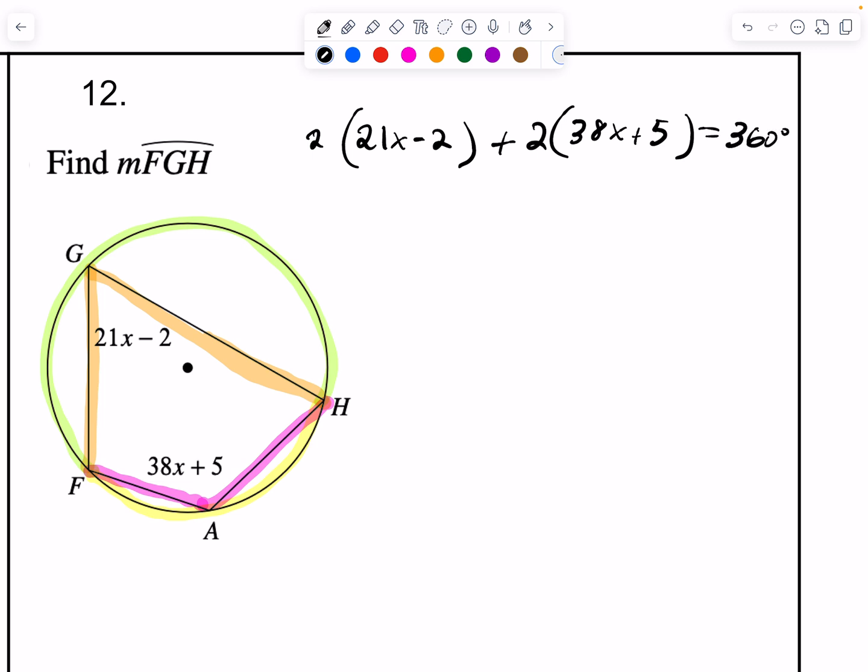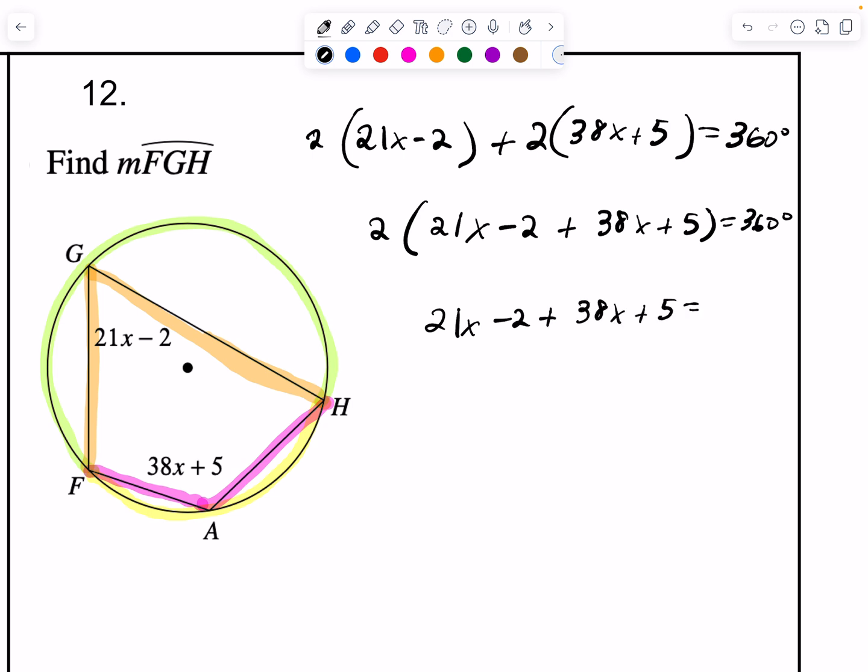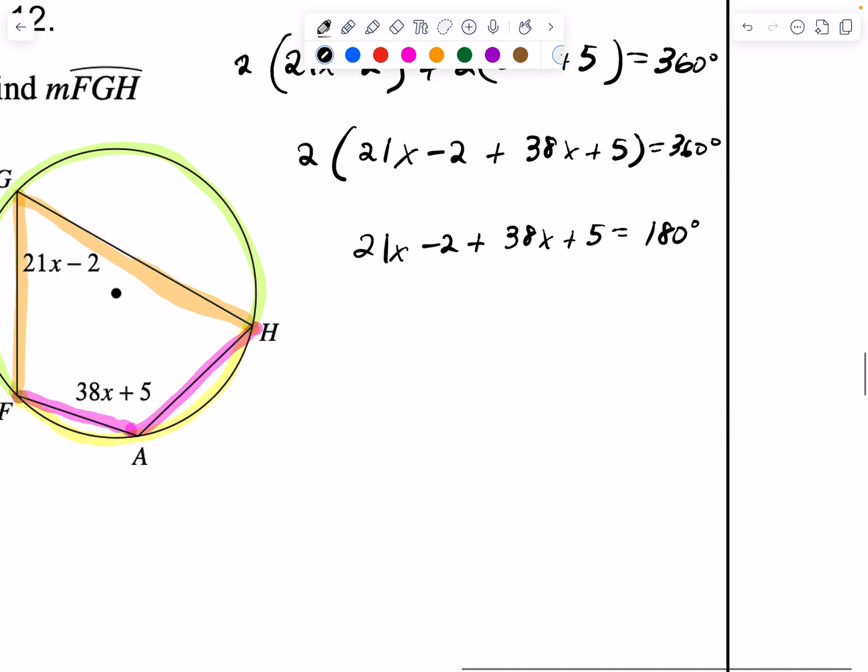You can feel free to take that 2 for each of these, distribute, combine terms and solve it, totally fine, but they share that 2. So I'm going to factor out the 2 and put it in front. Then I'm going to move it over with division, just to make my life a little easier, especially since I haven't used a calculator for this video and I'm not going to. So that's going to be equal to 180 degrees. Combine like terms, you get 59x plus 3 equals 180. Move the 3 over with subtraction.